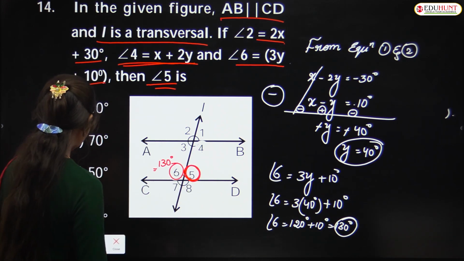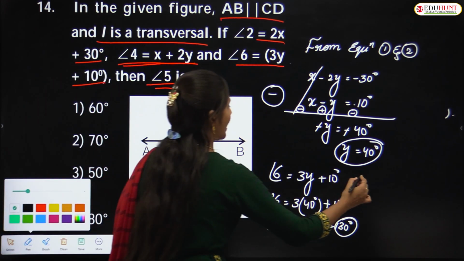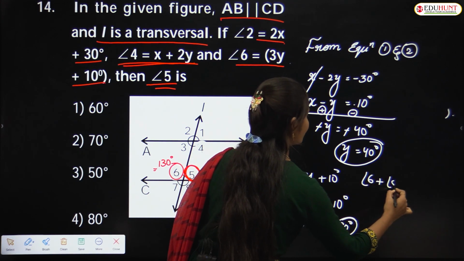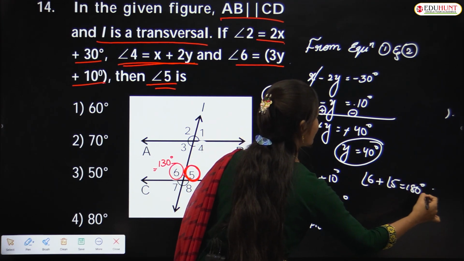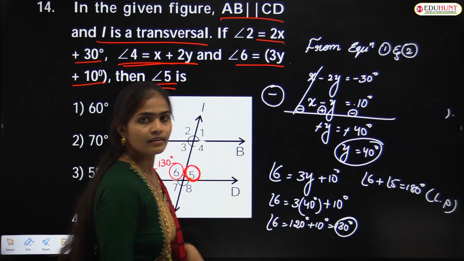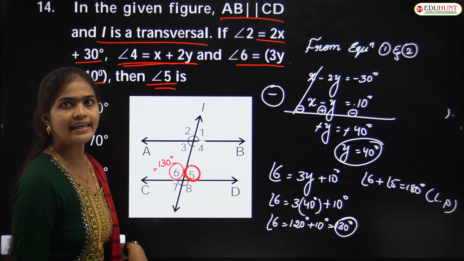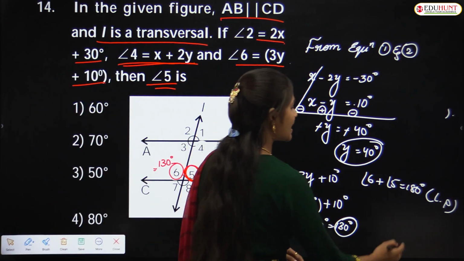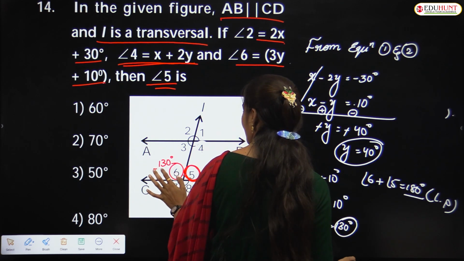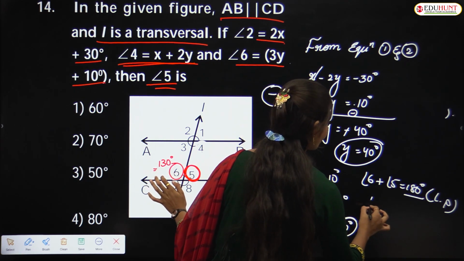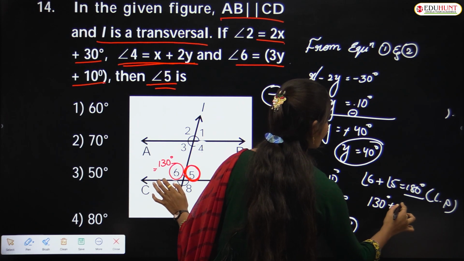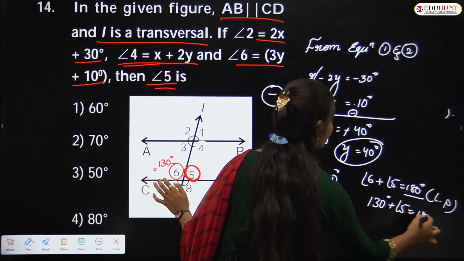So from this one we can say that angle 6 plus angle 5 is equal to 180 degrees. Why? Because those two angles form a linear pair. That's why angle 6 plus angle 5 is equal to 180. Already we know that angle 6 is equal to 130 degrees, so 130 degrees plus angle 5 is equal to 180 degrees.